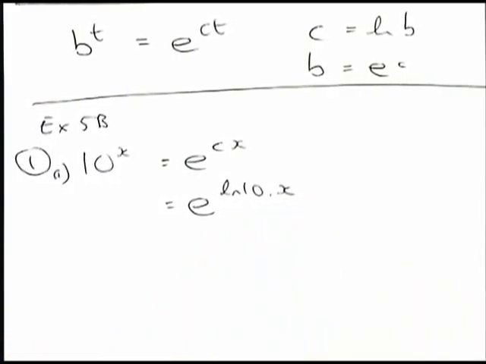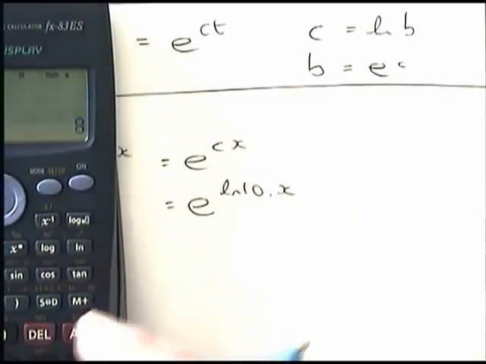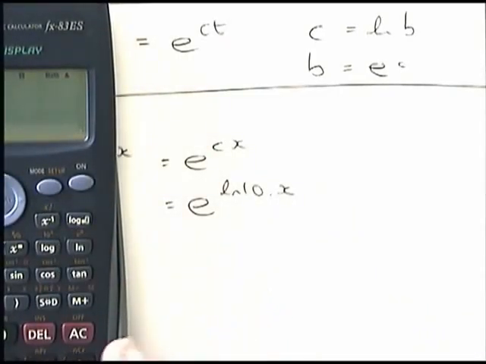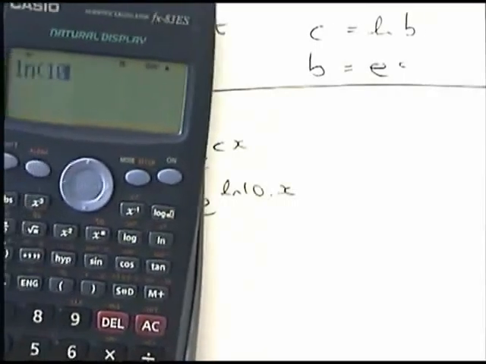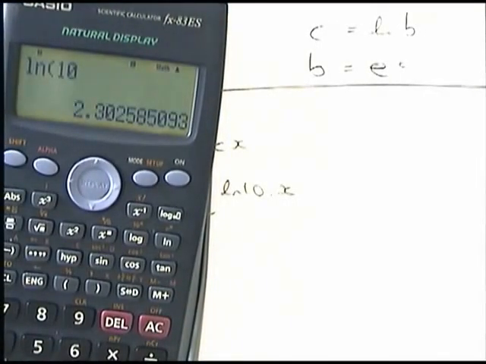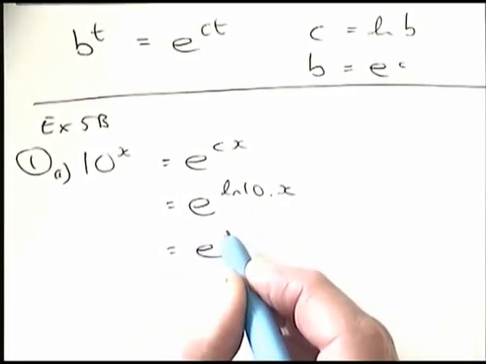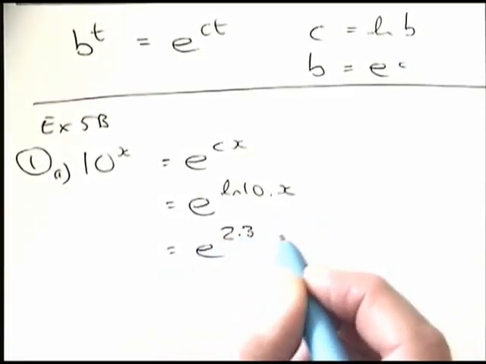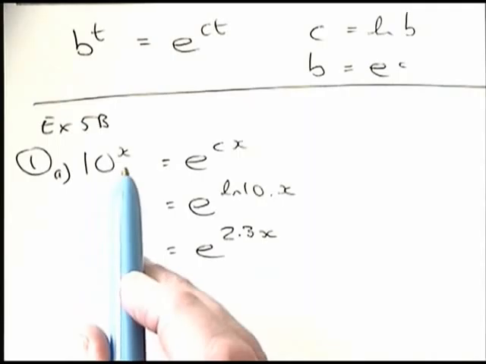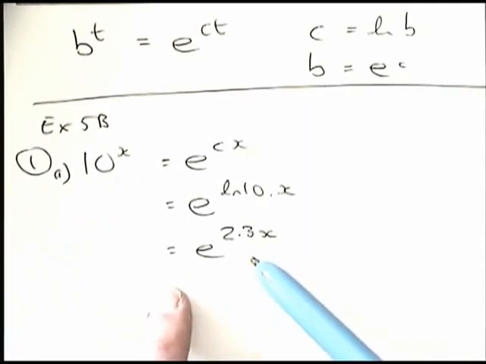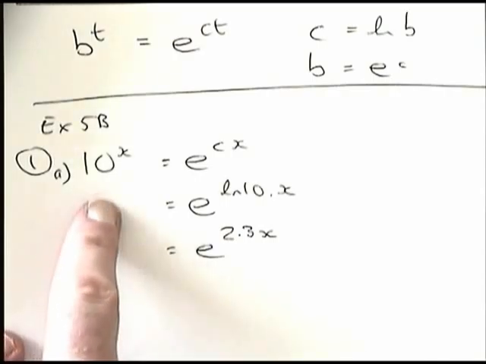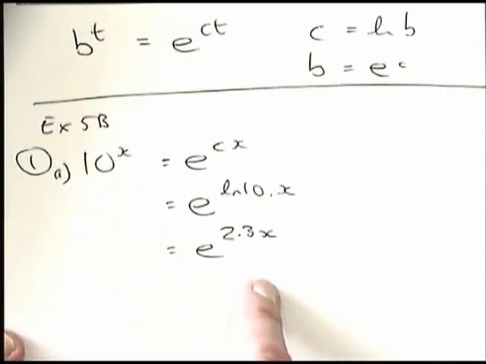Now if you go to a calculator and work out what log of 10 is, ln of 10, log of 10 is 2.30. So I can replace the log of 10 with 2.3, so I get 10 to the power of x is exactly the same as e to the 2.3x. So I've rewritten this one with no e's, this one with an e.